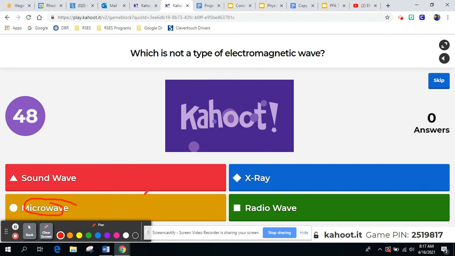Hopefully you know microwaves, X-rays, and radio waves are all EM radiation, which leaves sound as not. Remember, sound can't travel through space. All EM waves can.